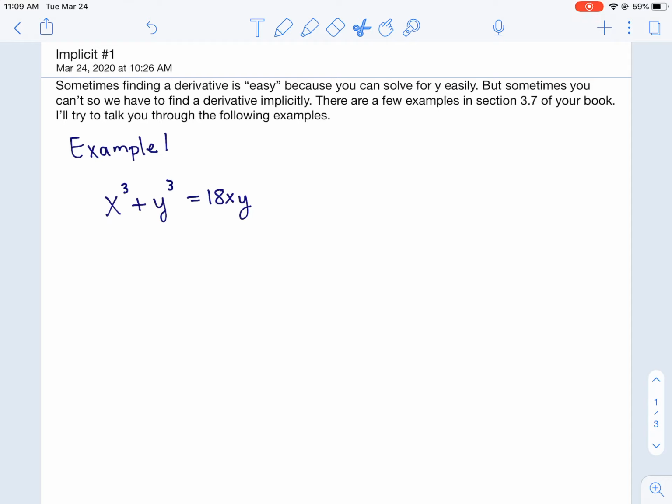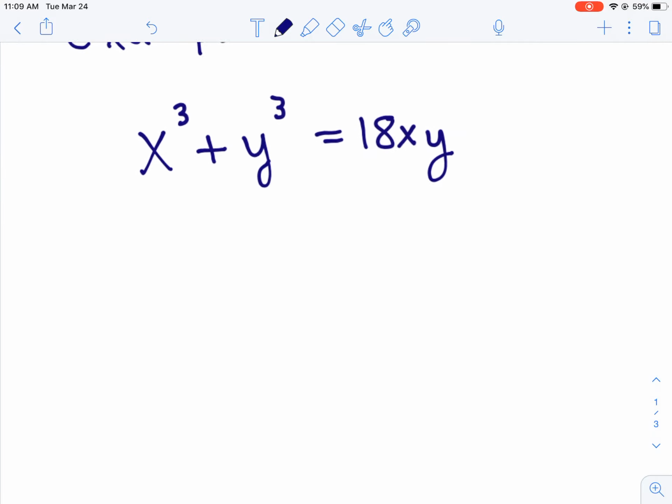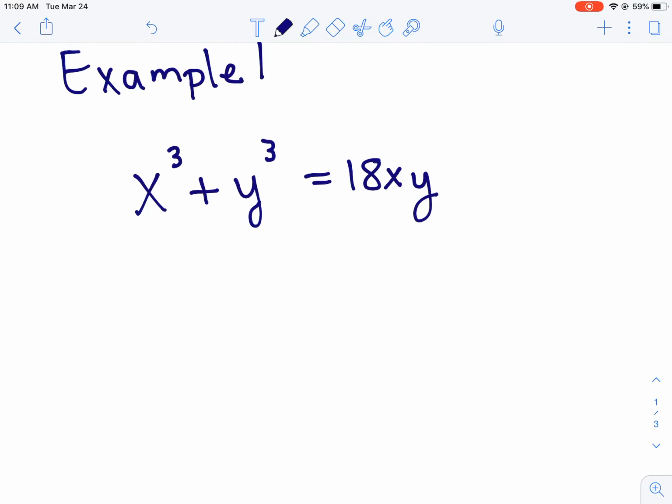All right, so implicit differentiation. It's really not that bad, but it's kind of weird. So here we go. We don't solve for anything, we just start differentiating. So I take the derivative of x to the third, and that's pretty straightforward. That's 3x squared.